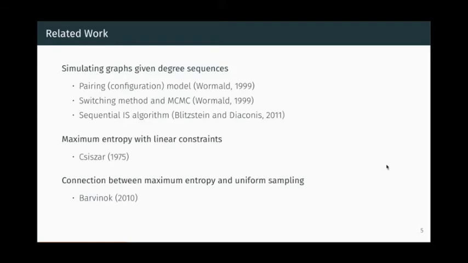The problem of simulating graphs with degree sequences is not new, and there are several methods in the literature to do so. For instance, you have the pairing model, switching models using MCMC, and other methods using sequential importance sampling. What I would like to say here is that all of the methods have their advantages and disadvantages, and there is not a clear dominant method. There's also important theoretical work on maximum entropy with linear constraints, and also a connection between maximum entropy and uniform sampling. We were inspired by these 2 works. I'm going to leave more details on the literature at the end of the slides if you're interested.